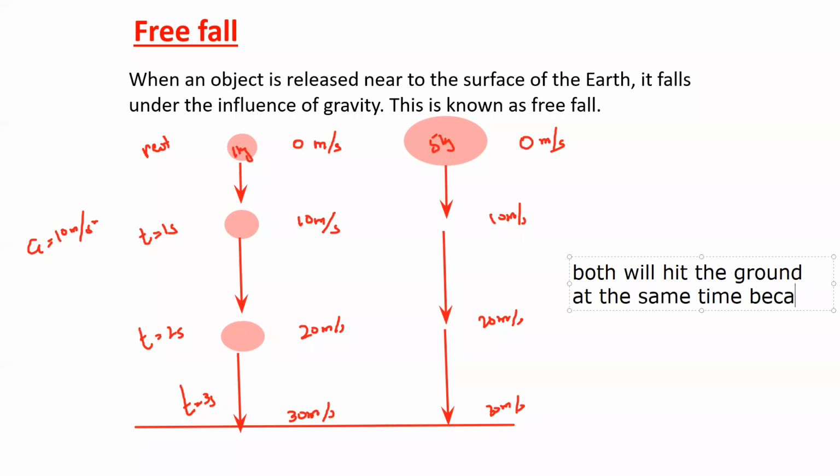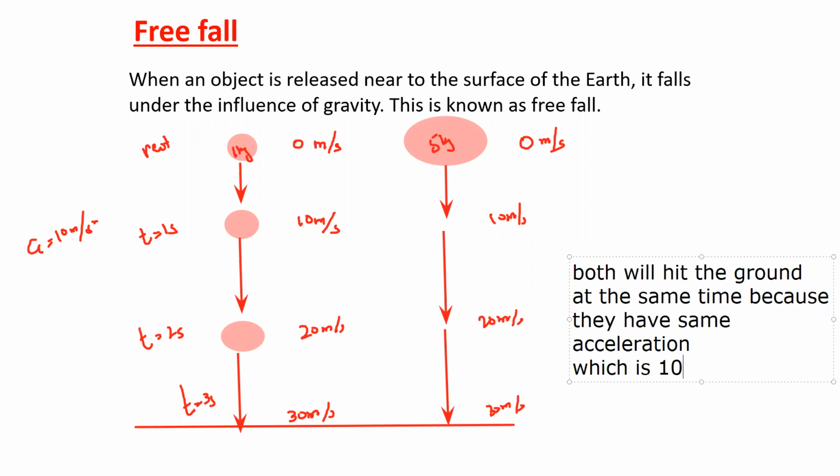because they have constant or same acceleration, which is 10 meter per second square. Is it clear, the concept of acceleration due to gravity? Acceleration of a free fall: when objects are falling freely under the influence of gravity, they all have the same change in the speed, or they all have the same acceleration. So it is independent of the mass of an object.